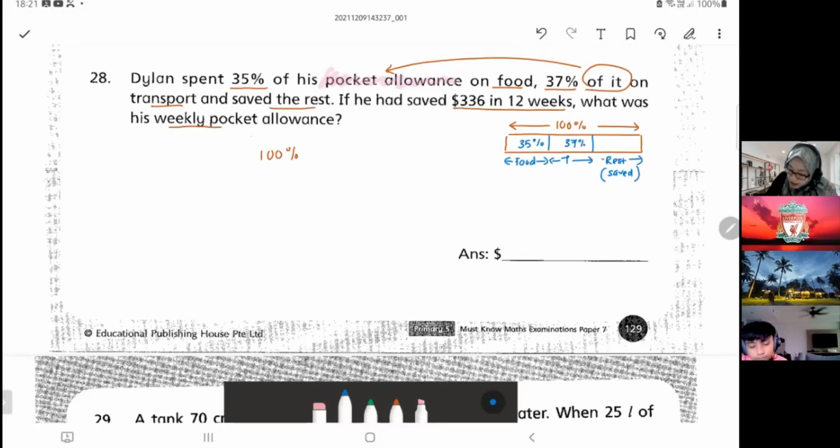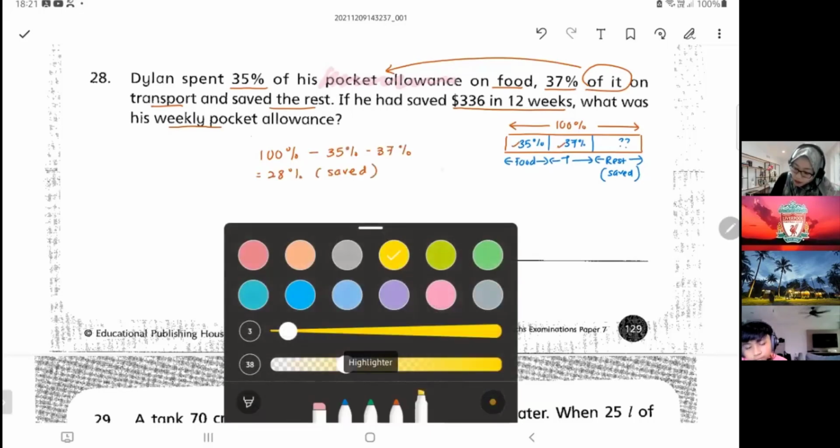How much is the rest? Can you find out? You have to take away the rest lah. You take away the food and take away the transport. Okay, that's my first step. 100%, the whole thing, minus 35%, minus 37%, I get 28%. This is what I save. Okay, then I know that my 28% is equals to 1 week. In 1 week he saved. This is for 1 week saving only.